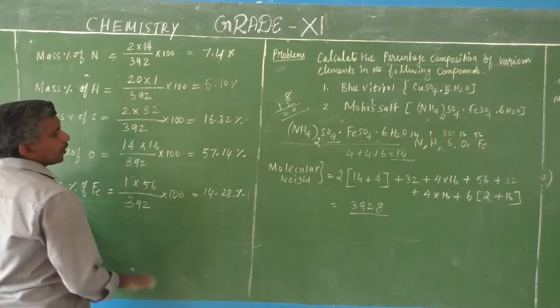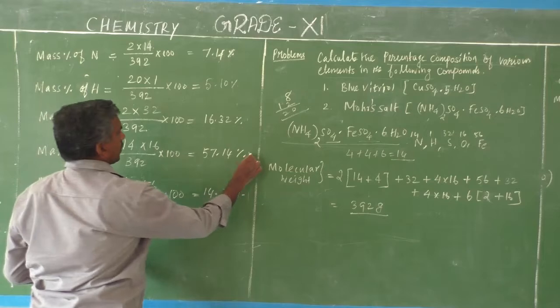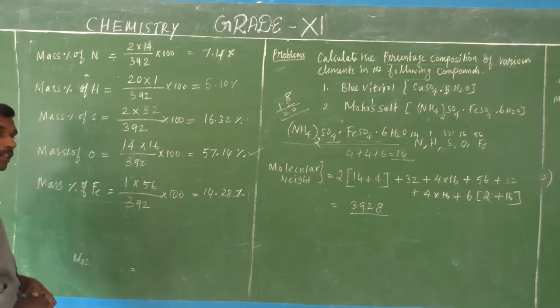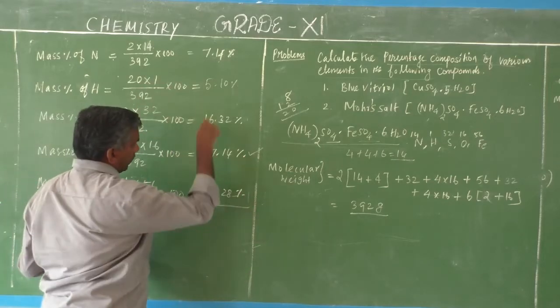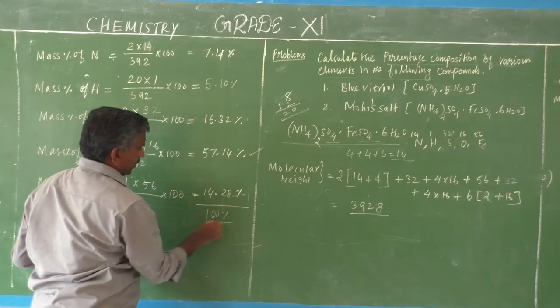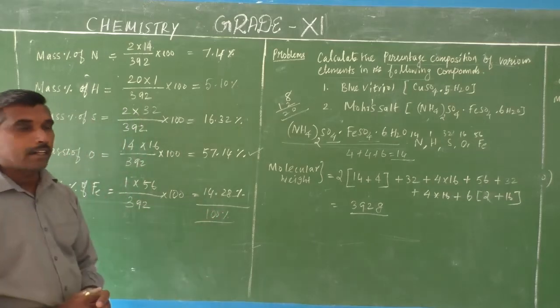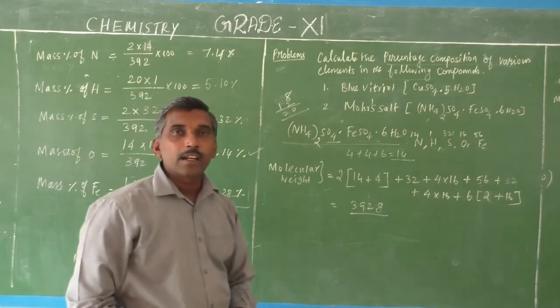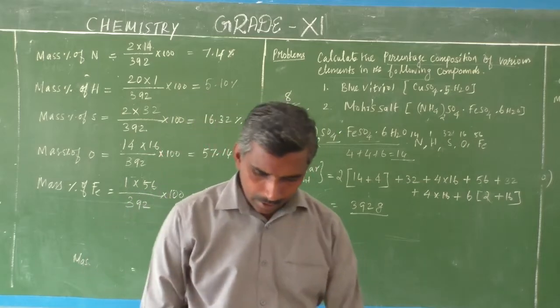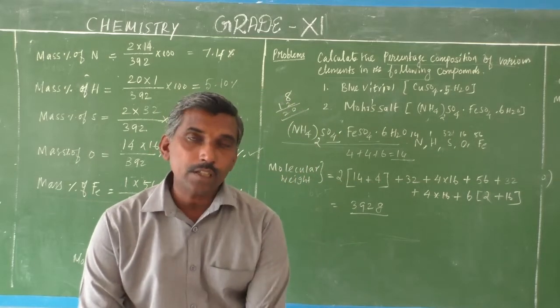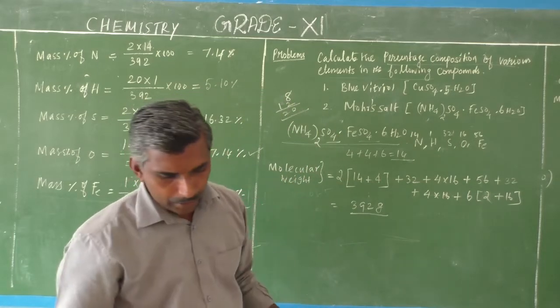So in Mohr's salt, the maximum percentage is nearly 57 percent, which is oxygen. Now if you add these percentages, it makes 100 percent. This is one example. Next, I will give you homework to do at home.